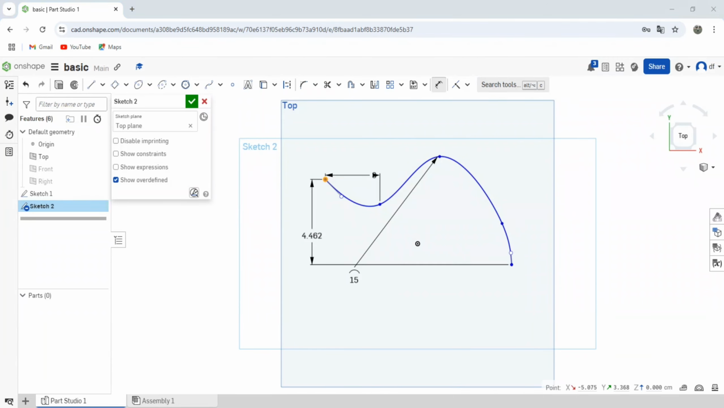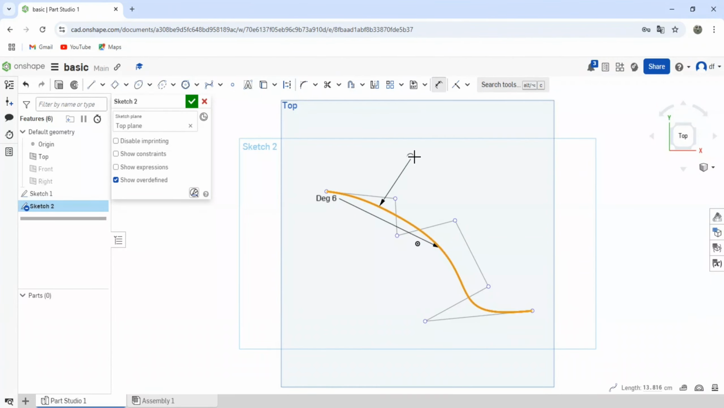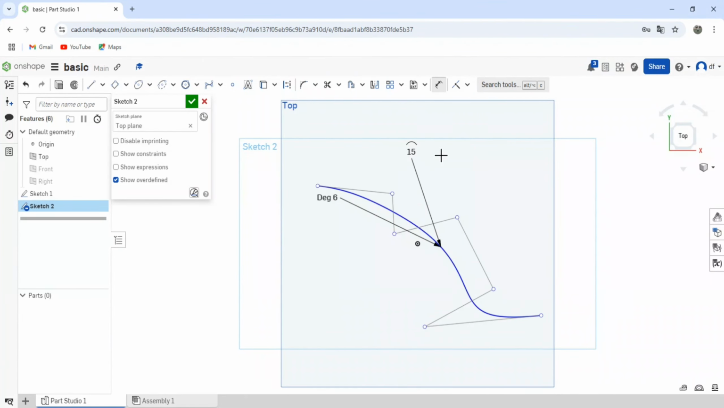For a Bezier curve, we can set the length of the curve, the horizontal distance between its two ends, as well as the shortest distance between its two ends, the vertical distance between its two ends, and the shortest distance between two curve adjustment points.